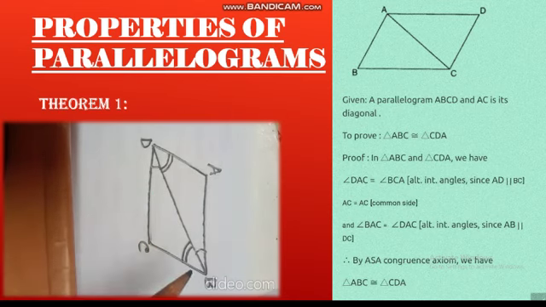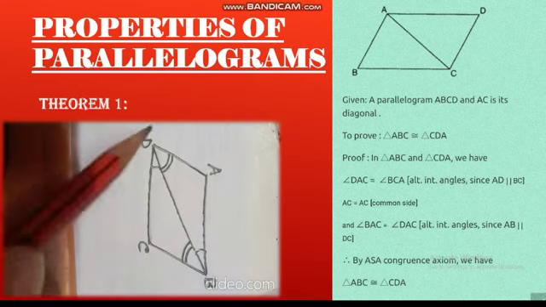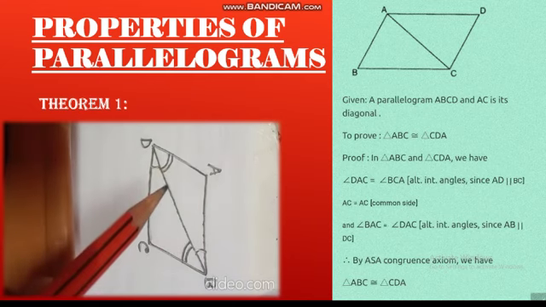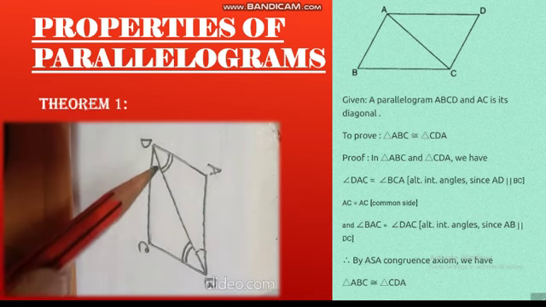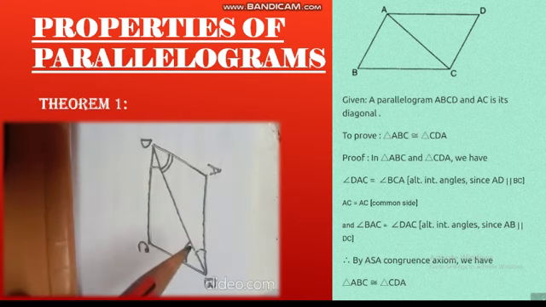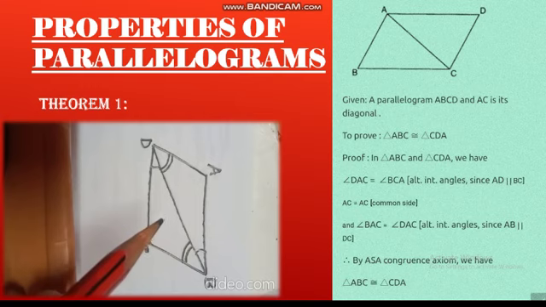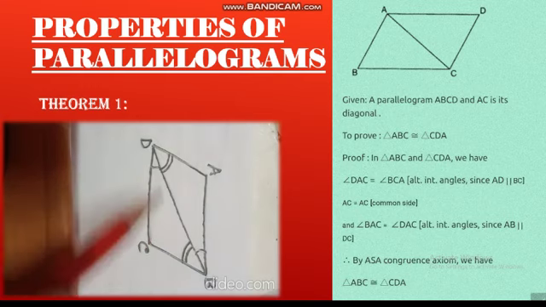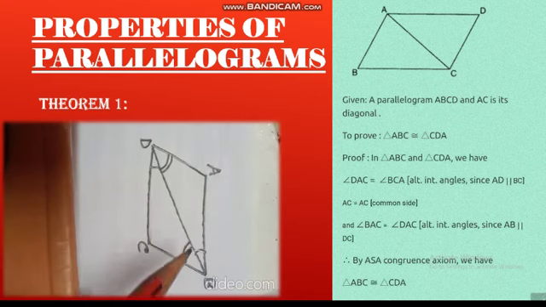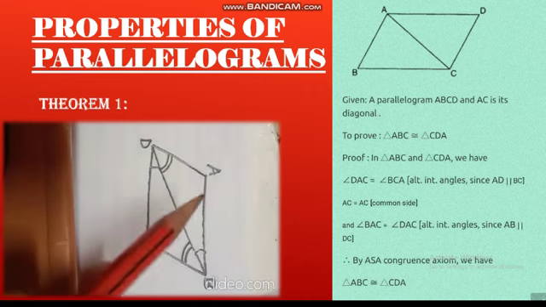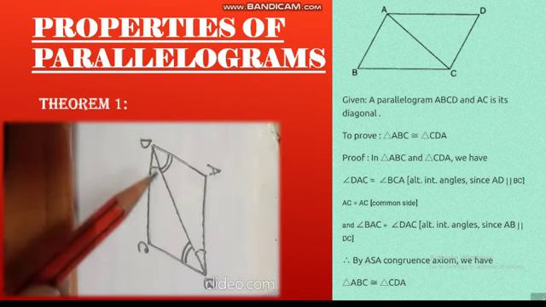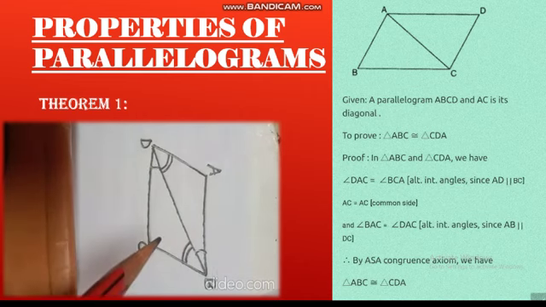Here we can see that angle B and angle D are equal due to alternate interior angles, and this angle is equal due to alternate interior angles as AB is parallel to DC, and BD is the common side. Thus we can prove by the ASA criterion that triangle ABD is congruent to triangle BDC.